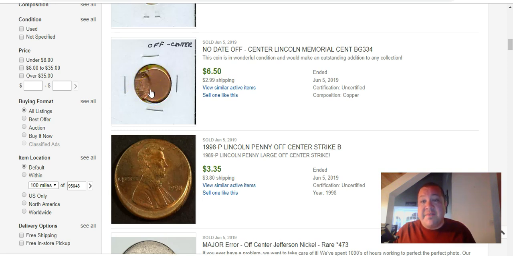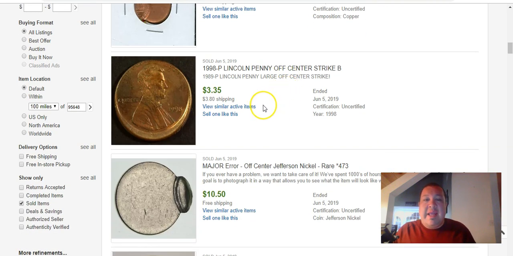Okay, off center. If I were going to image this, I would take it out of this 2x2 and just image the coin as clear and as close as I could possibly get. All right, and then add more descriptor words, keywords in there. So we have a 1998p Lincoln penny off center strike. All right, which is pretty good. There's not really a whole heck of a lot you could do to augment the listing. Okay, it says everything you need to, see.